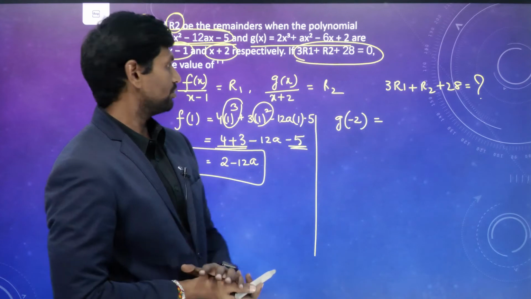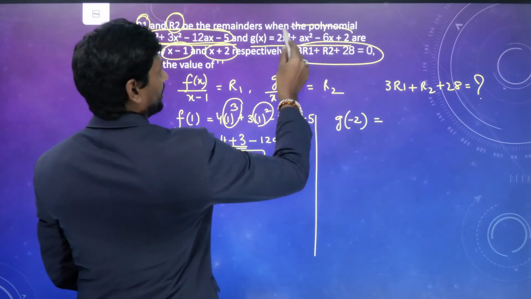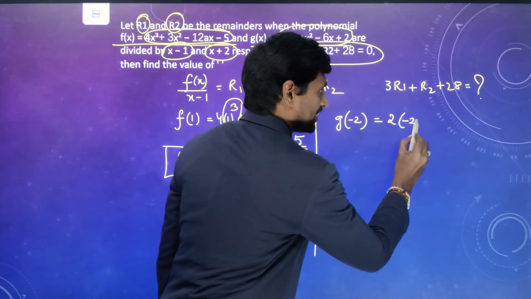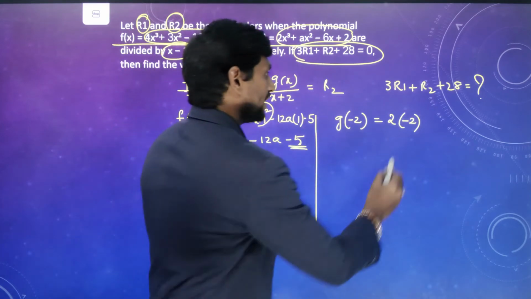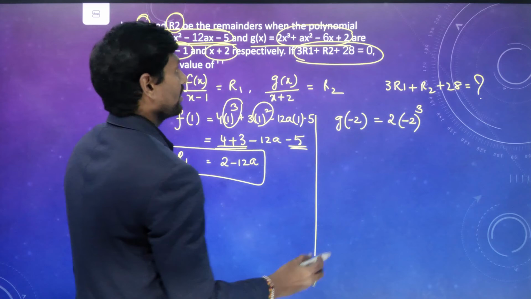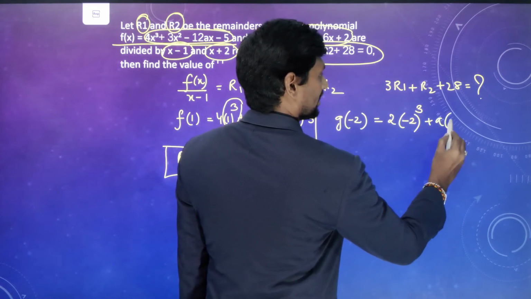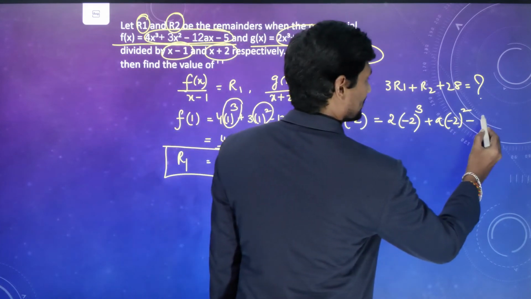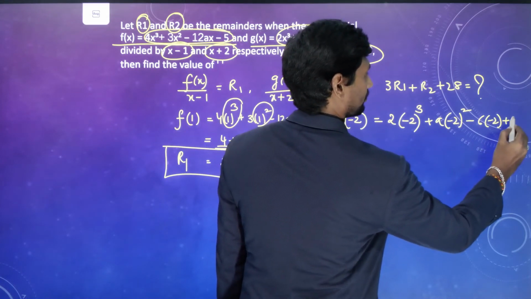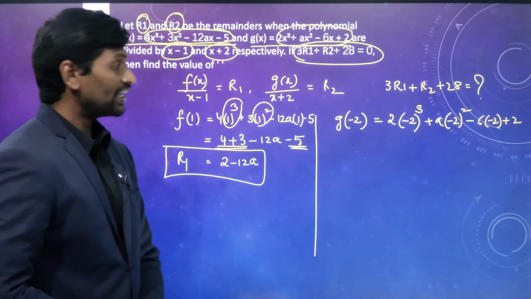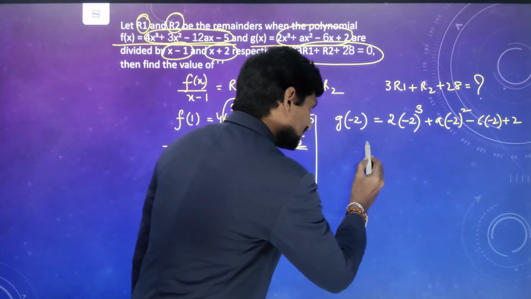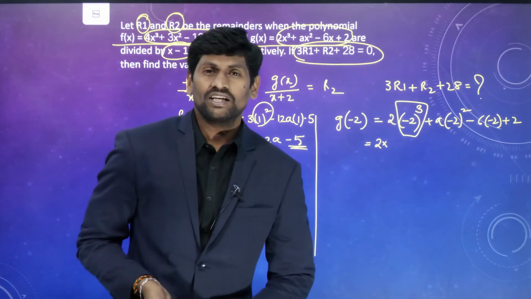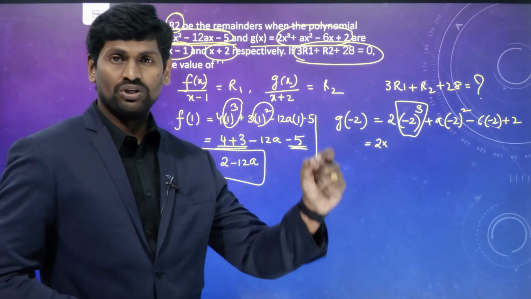Now let me find remainder 2. Remainder 2 means the second equation: 2x cube. In the place of x we need to substitute minus 2. 2 into minus 2 whole cube, plus a into x square: a into minus 2 whole square, minus 6 into x: 6 into minus 2, plus 2. Whenever you have negatives, you need to observe clearly. This is 2 into minus 2 whole cube. Minus 2 whole cube means minus 2 into minus 2 into minus 2.